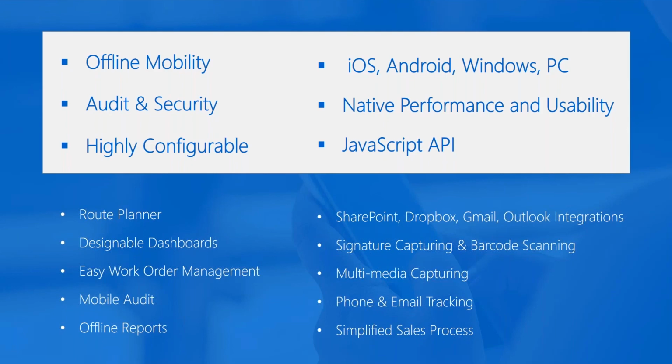And if the configuration capabilities are not enough for you, you can still use our JavaScript API that allows you to interact with any part of the mobile application, or even replace whole parts of the application, such as the user interface. So you can write your own user interface in JavaScript, but still use the offline and synchronization capabilities and the mobile device capabilities of the underlying Resco platform.